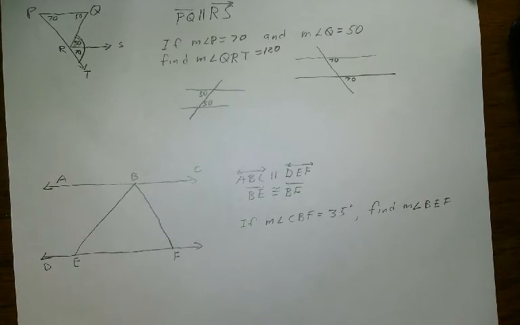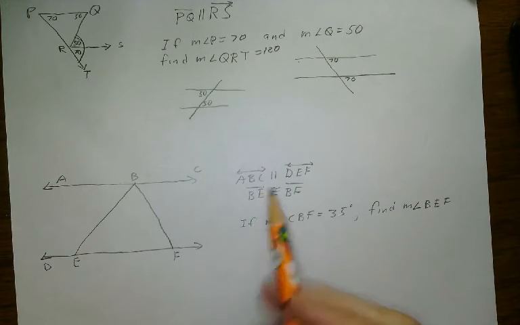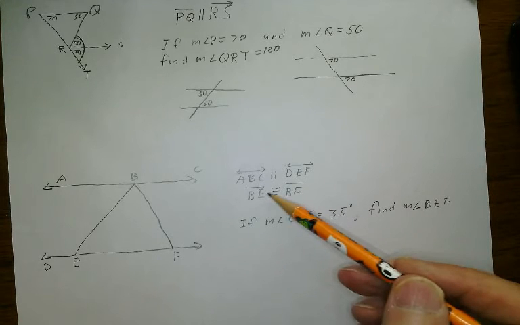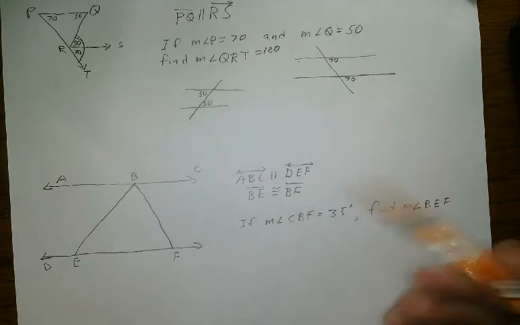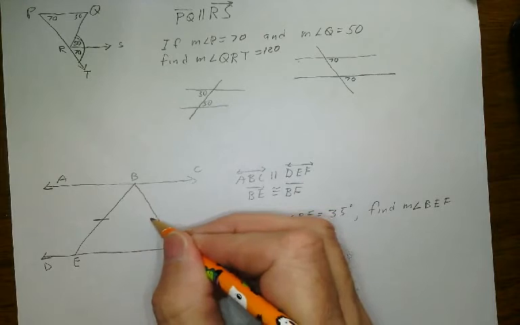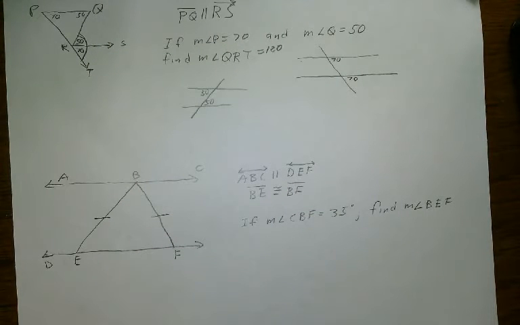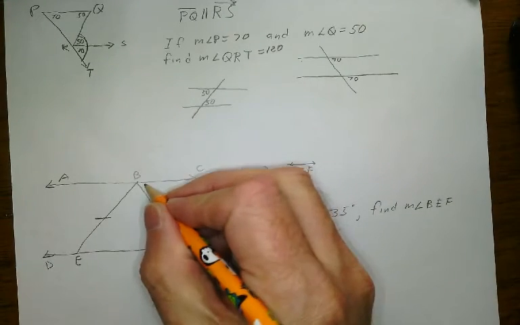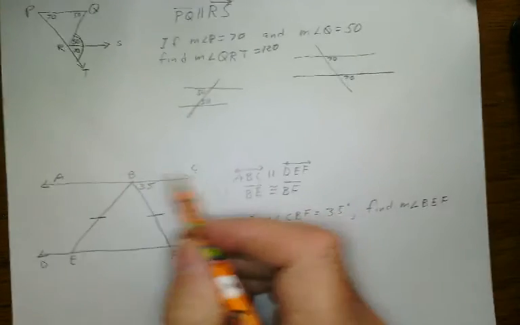Let's look at the next one. Parallel lines, and we have kind of a triangle inside. And what kind of triangle is it? BE is congruent to BF. Oh, that's an isosceles triangle. Okay? Now, CBF is 35 degrees. That's angle CBF right there.